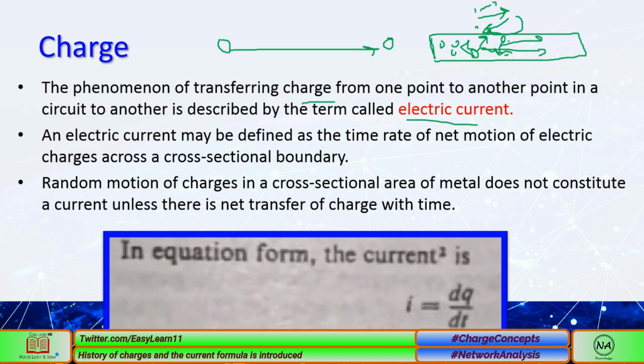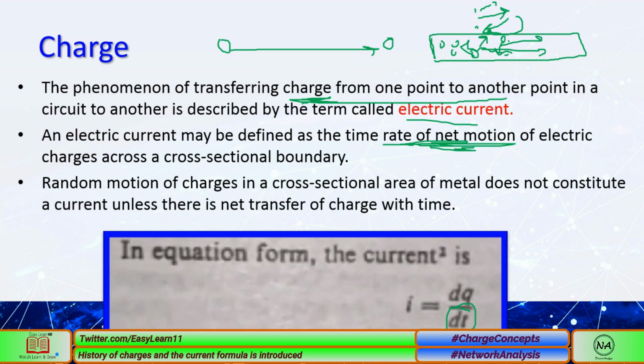And one thing is that it is the transferring of the charge. An electric current may be defined as the time rate of the net motion of electric charges across a cross-sectional boundary. What does this mean? It means that electric current is the time rate of the net motion. Remember, net motion, overall effect with respect to time. This is I equals dq over dt. This is the derivative term. Basically, derivative means change. We are going to enter into a new term.